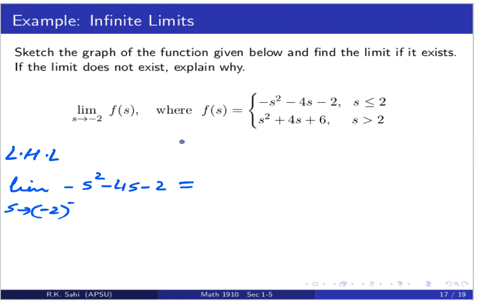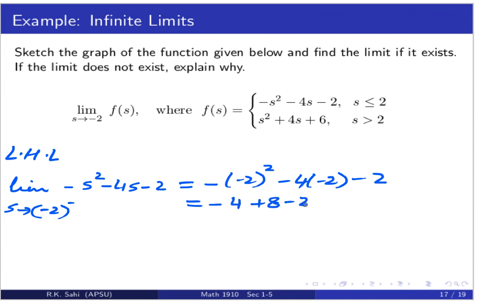Now what do we have to do? Just go ahead and plug in the values. Remember, once we have picked up the right piecewise function, we just do the normal limits. This negative is not going to work; it's the -2 which goes here. So it's negative of -2 squared minus 4 times -2 minus 2. This is -4 plus 8 minus 2. The answer is 2.